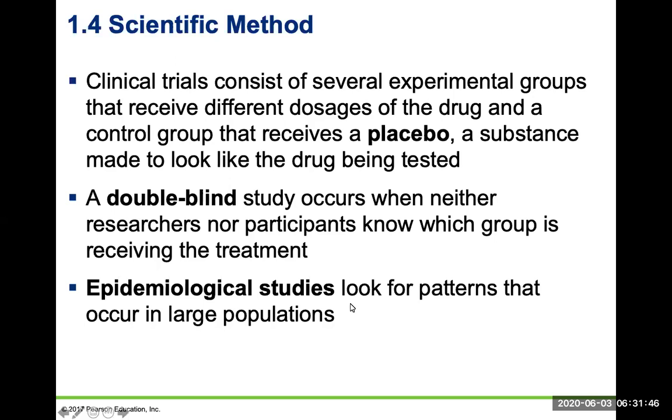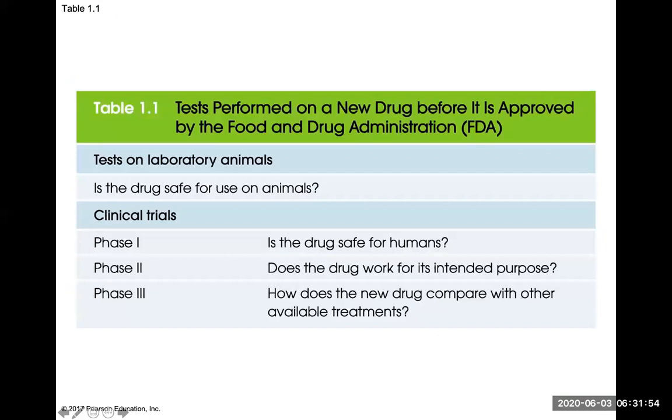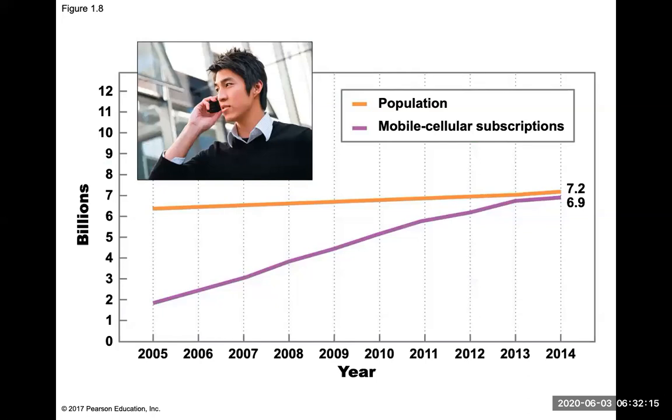And epidemiological studies look for patterns that occur in large populations, usually dealing with disease. So if we look at this example, you can read through this. Is the drug safe for use on animals? There'll be clinical trials, phase 1, phase 2, phase 3. So they first look at tests on laboratory animals and whether they consider that safe, and then clinical trials usually are when humans come in. This is looking at the population versus the mobile cellular subscriptions. So this is an example of that.